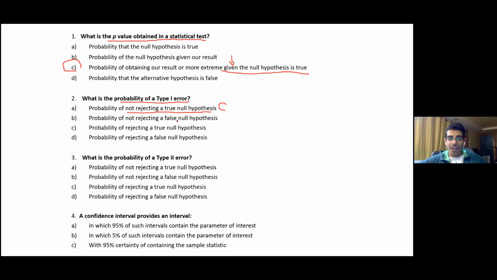Probability of accepting a false null hypothesis. What is this? Probability of accepting a false null hypothesis. This is alpha. This is alpha. Exactly. I'm really proud of you guys. Okay. Probability of accepting, sorry, no, there's no or not. Probability of rejecting a true null hypothesis. What is this?